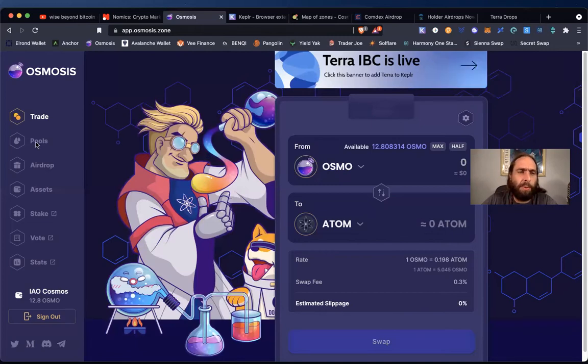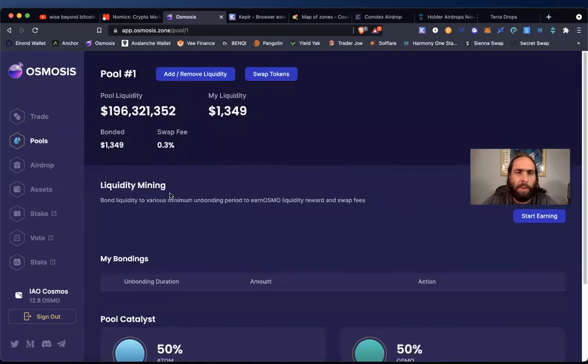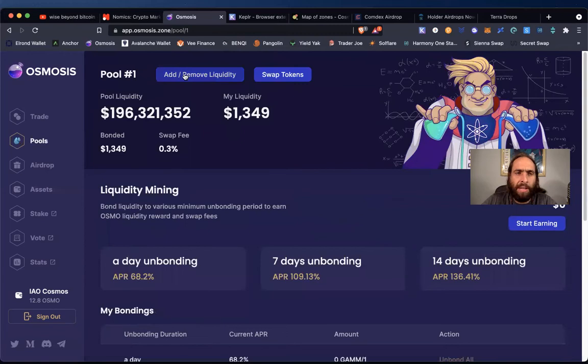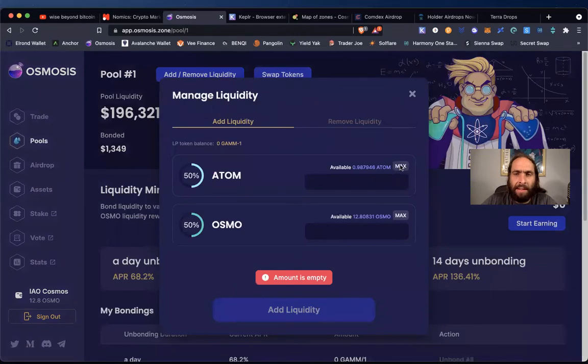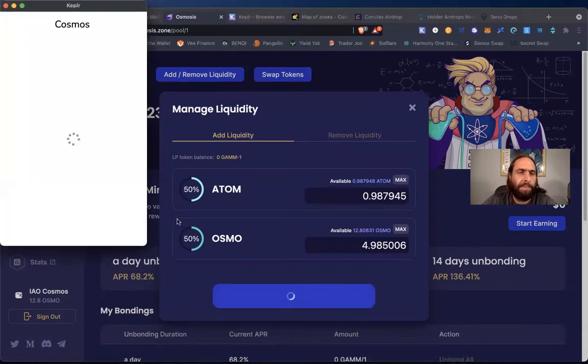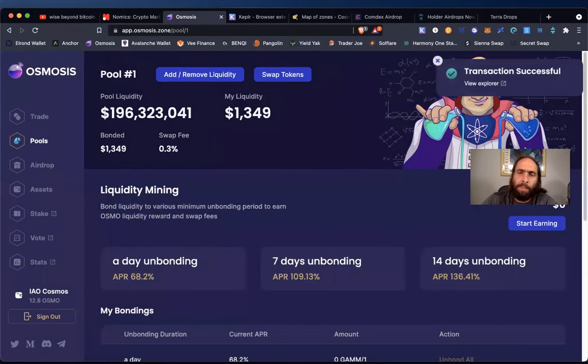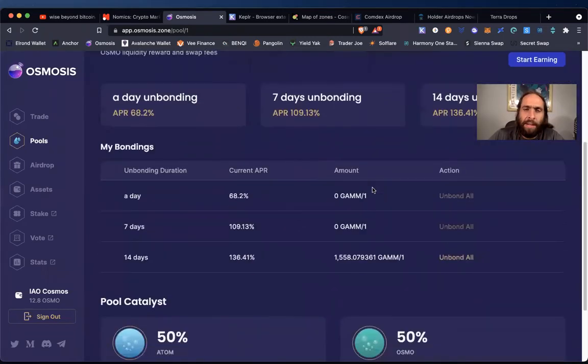Now we're going to come over to pools. And we're going to go over to the Atom Osmo pool. And we're going to go to add liquidity, which is the same thing you would do for the first time. And I'm going to max out my Atom tokens. And it says that I've got 4.9. Okay, so add liquidity. Here we go. Approve. Oh, I did medium. I did medium. That's okay. Throw a little bit of extra on the transaction. And boom, that's it. Transaction successful. And we have just added more.